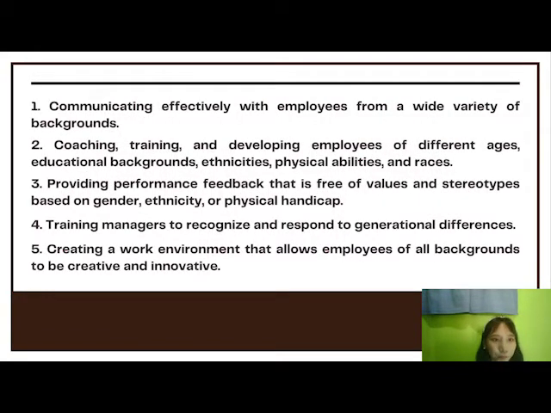We have five. The first one is communicating effectively with employees from a wide variety of backgrounds. Next is coaching, training, and developing employees of different ages, educational backgrounds, ethnicities, physical abilities and races. Third, providing performance feedback that is free of values and stereotypes based on gender, ethnicity, or physical handicap. Fourth, training managers to recognize and respond to generational differences. And lastly, creating a work environment that allows employees of all backgrounds to be creative and innovative.